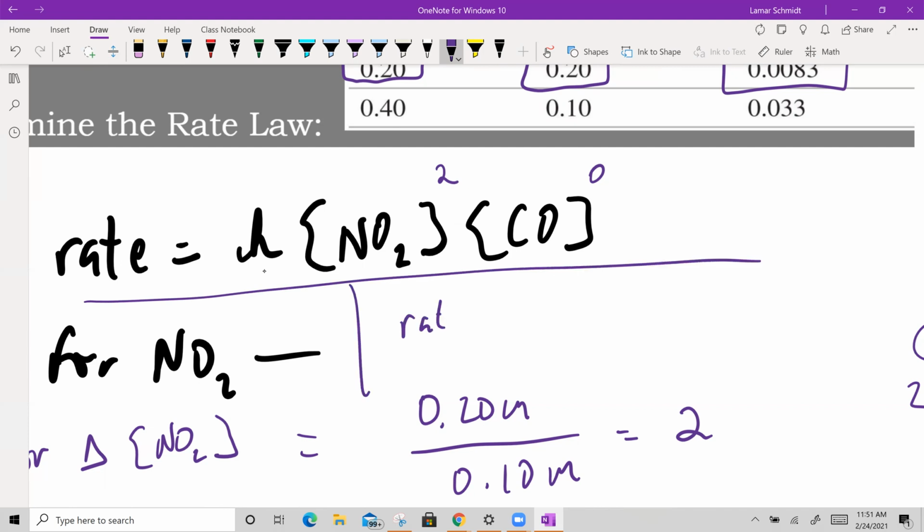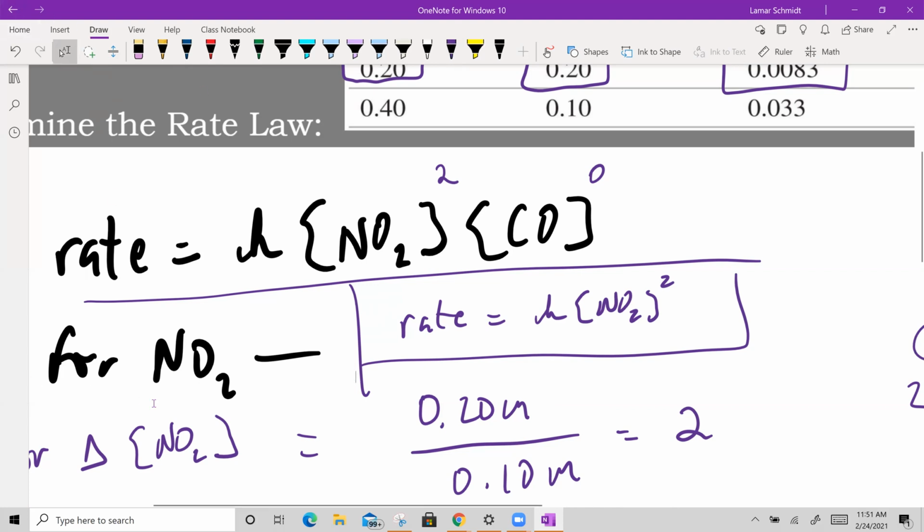It can be expressed as rate is equal to K NO2 squared. Is it still overall second order? Yes. And is it changing anything? No, because anything multiplied by 1 is still going to be that same value, right? And so we can see that it does not change the rate law at all, right? Because all we're doing is taking out some extra work that, if you put it in your calculator, would come out to be 1, right? So we don't want to waste our time.